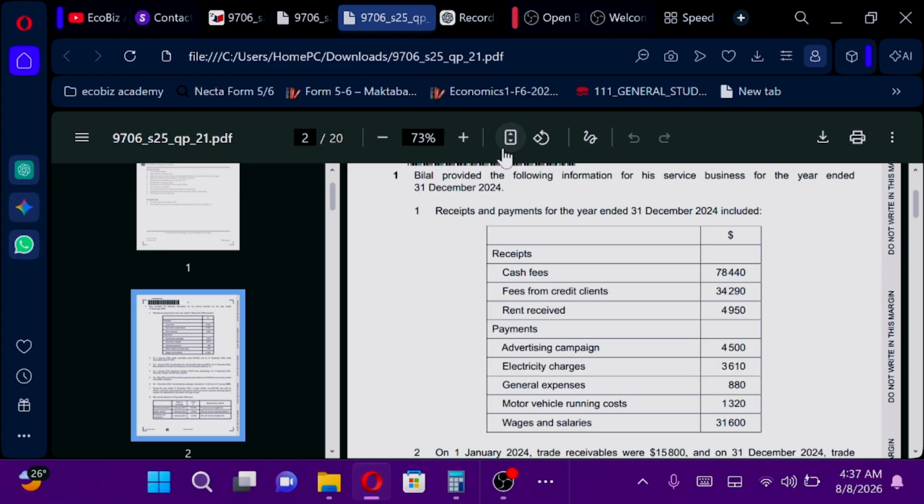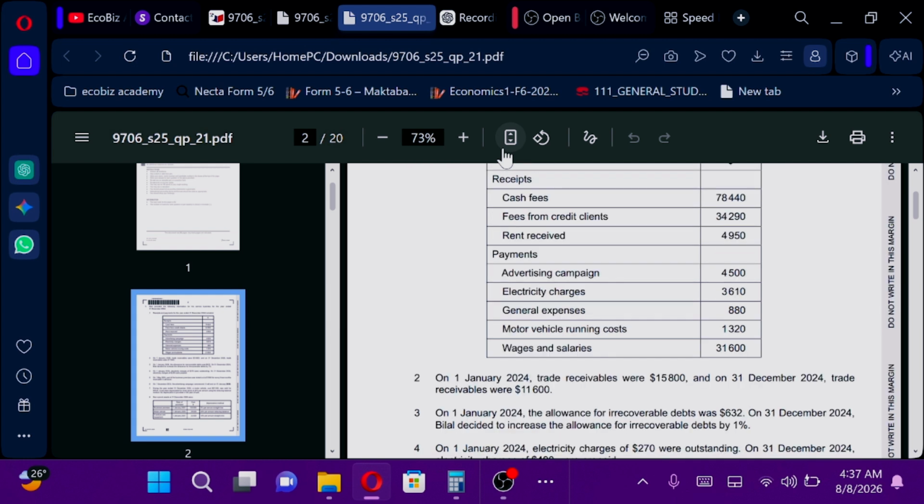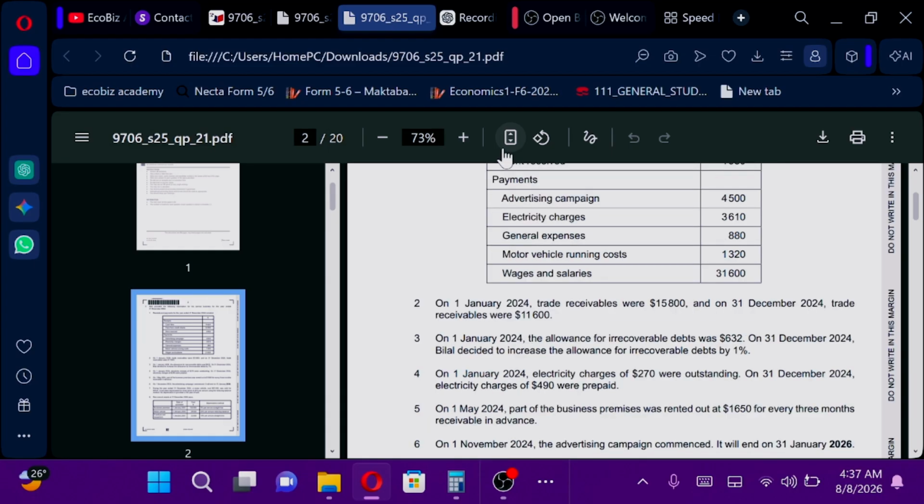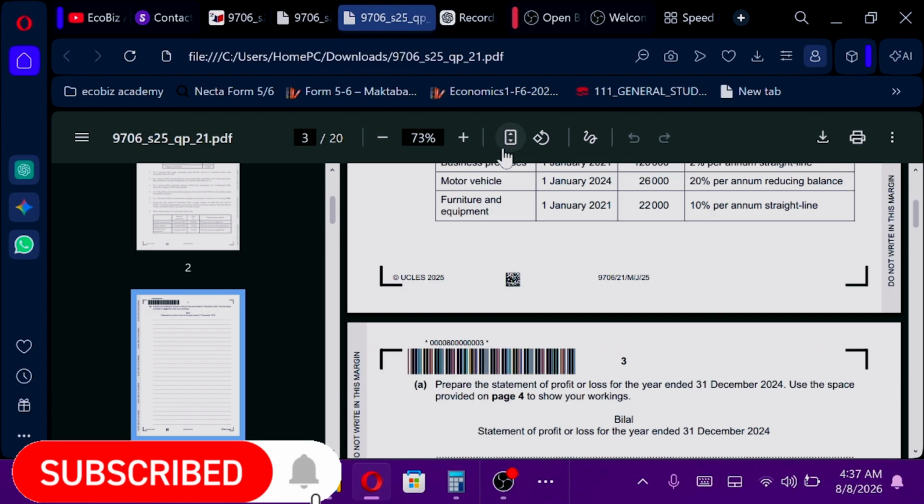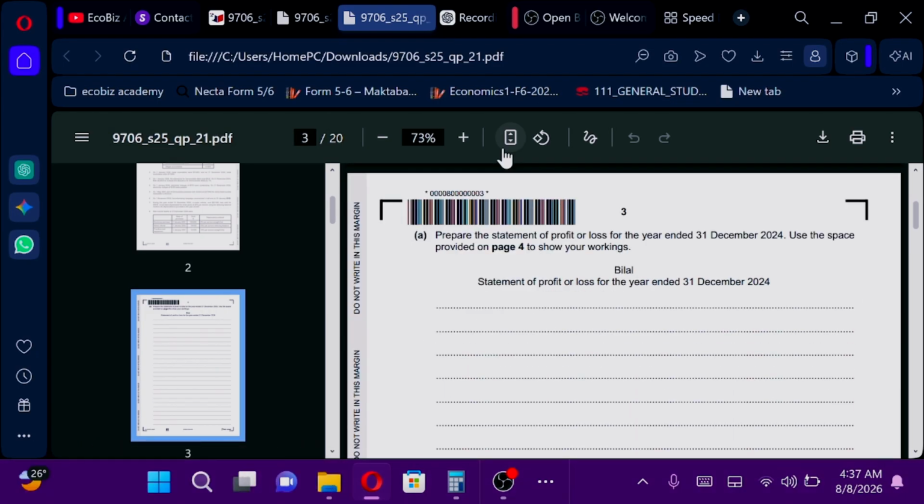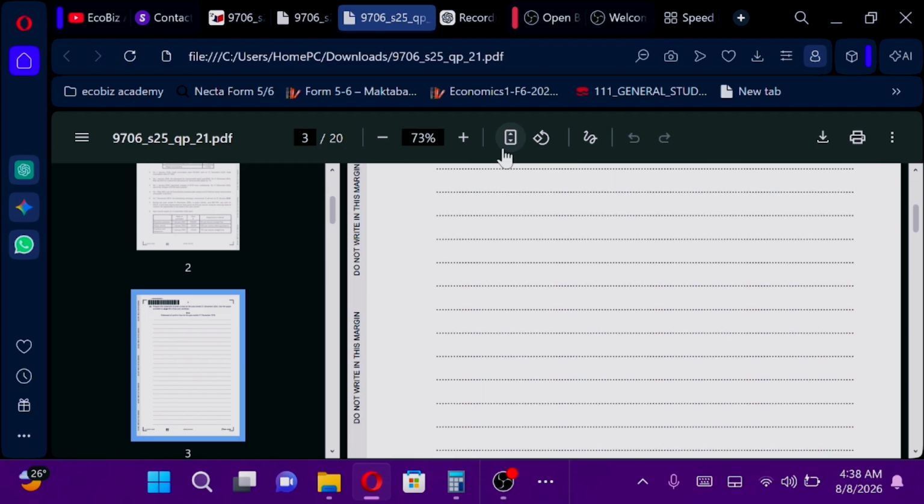It says receipts and payments for the year ended 31st December included. In the column of receipts, we have cash fees, fees from credit clients, and rent received, which are those amounts there. We have payments, which are the ones below. Now here we have some additional information, and we're asked to prepare the statement of profit or loss for the year ended 31st of December 2024.